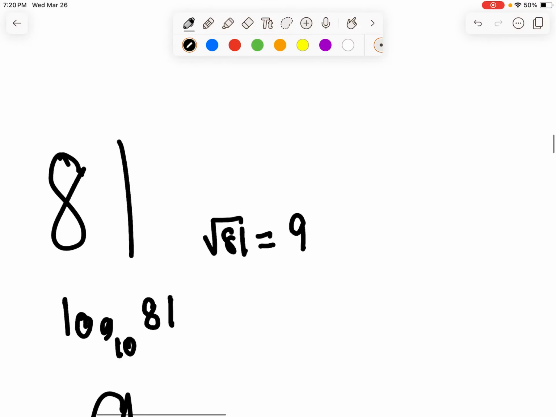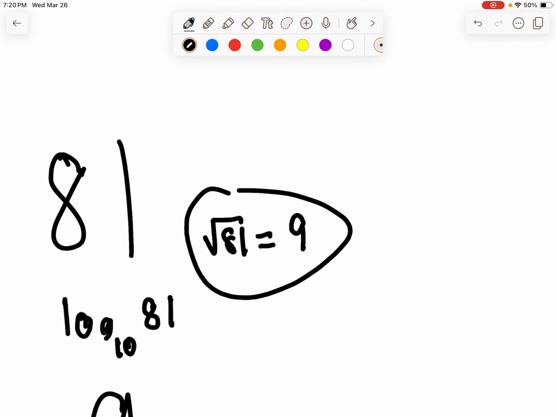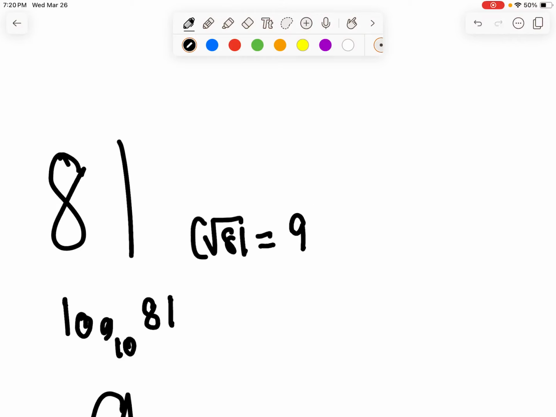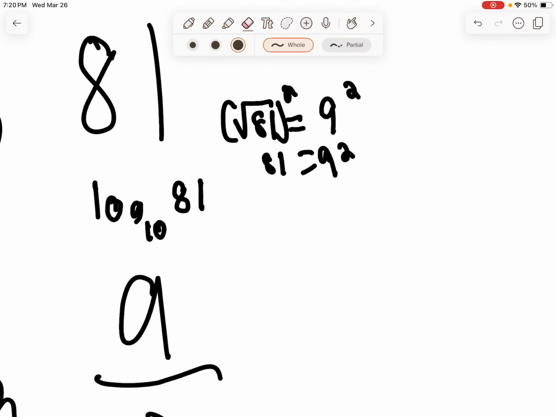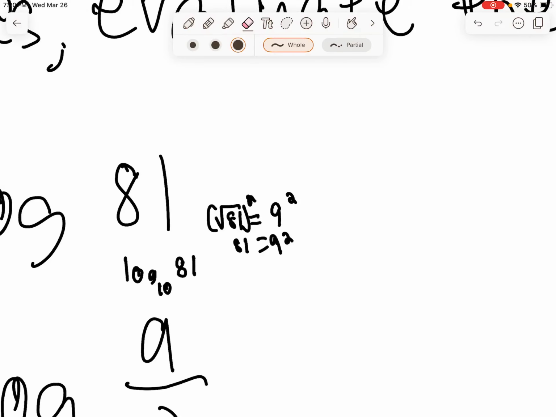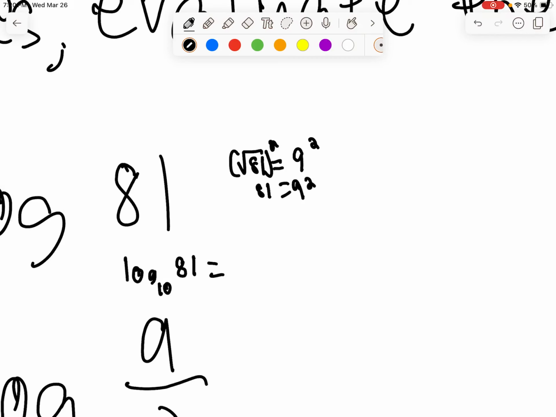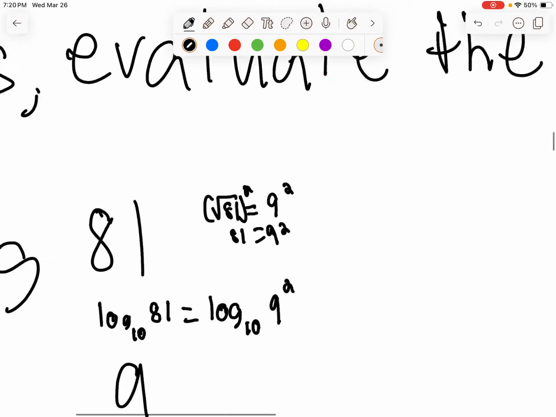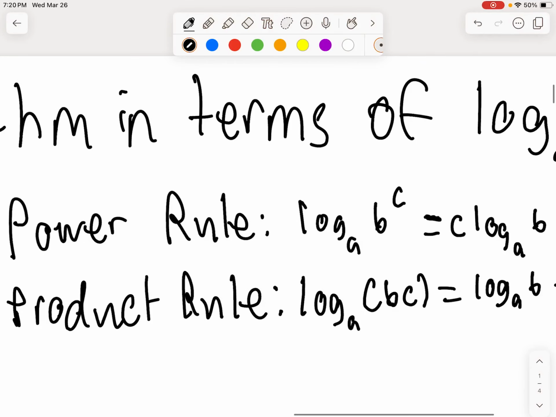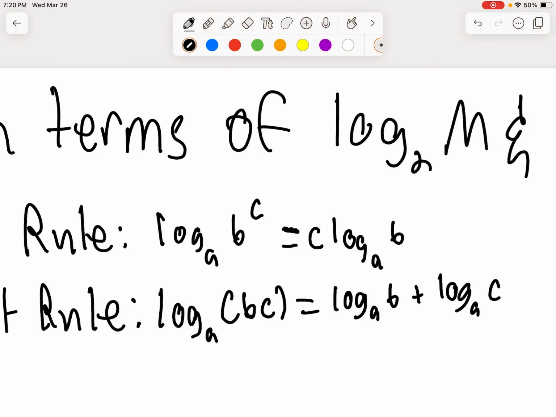Now, this is correct, right? Let's get back to the original 81 by squaring it. We get 81 equals 9 squared. Why does that matter? Well, we can write this log as log base 10 of 9 squared. And we remember earlier, the product rule says we can just bring that little power, whatever power you have, just bring it down.